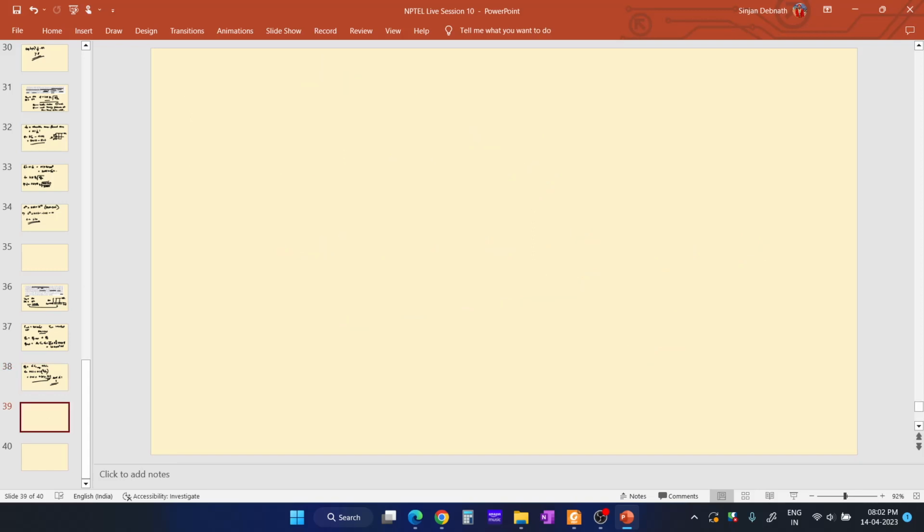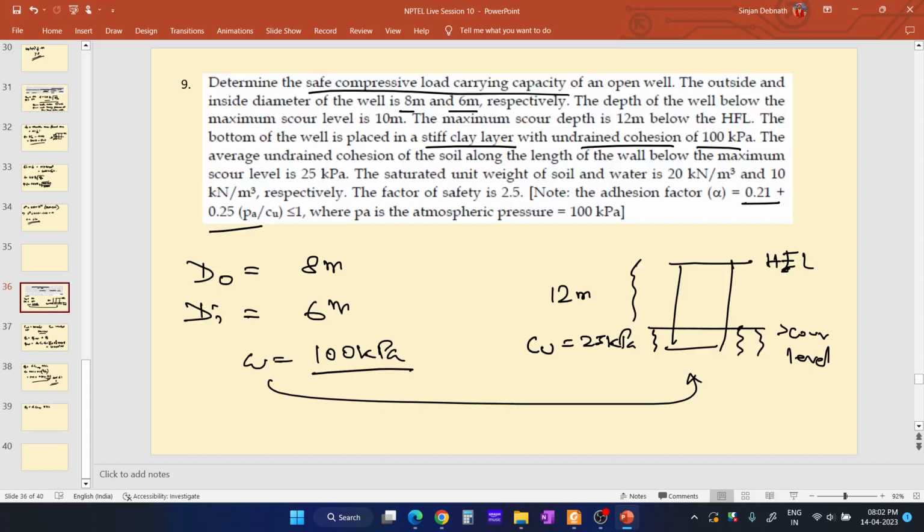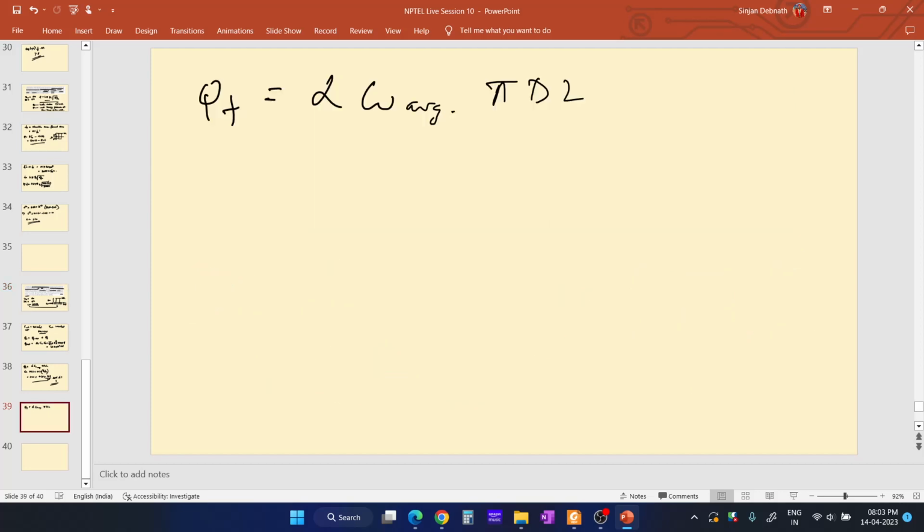Now QF. So what is QF? QF is equal to alpha into Cu average along that length below the scour level, into pi into d into L. And the depth of the well below the maximum scour level is 10 meter. So 10 meters is the value of L.